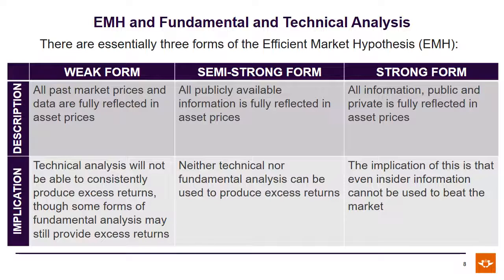Now, in the strong form of the efficient market hypothesis, all information, public and private, and this includes insider information, is fully reflected in asset prices. The implication here, of course, is that you can't even use inside information to beat the market. Obviously, we know this is not true, and I don't think any market is strong form. But those are the three forms, and a lot of studies are being done at the moment and have been done in the past to determine which type of efficient market hypothesis is represented by the various markets around the world.